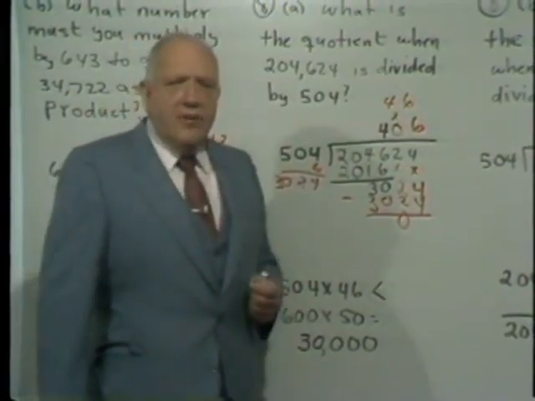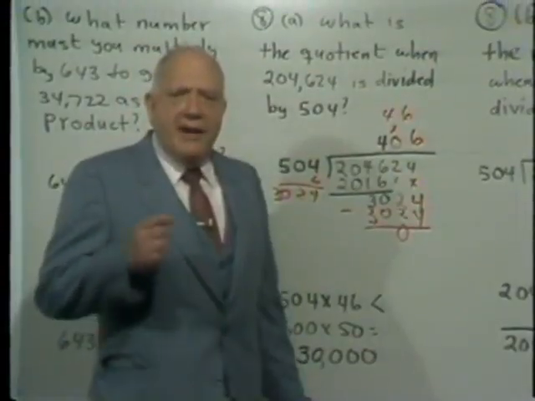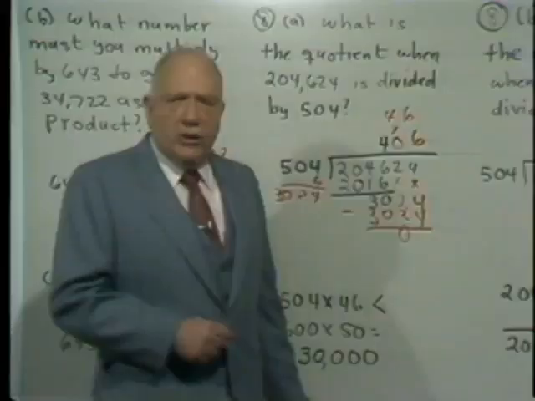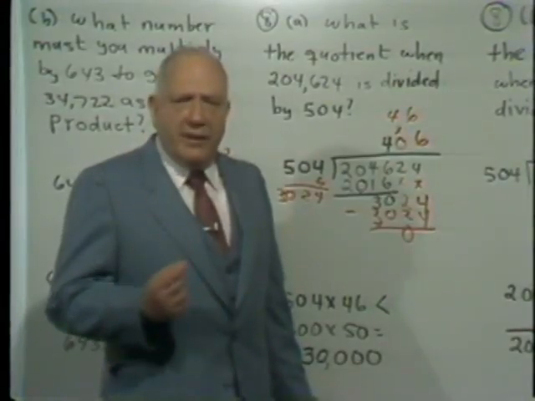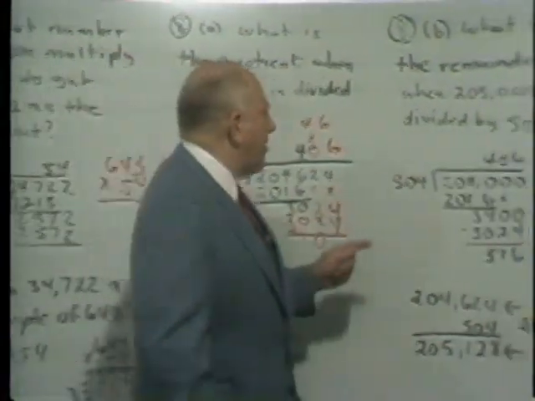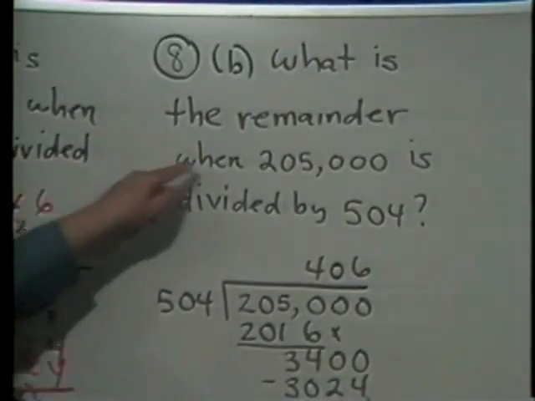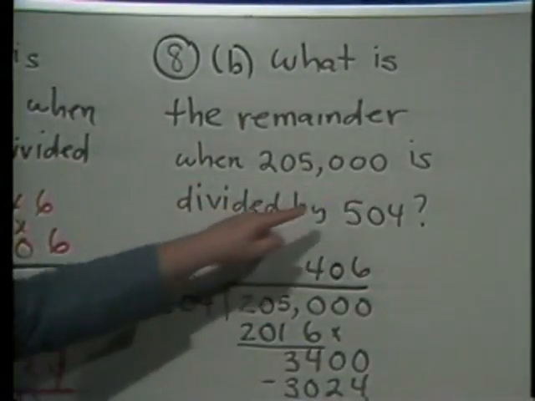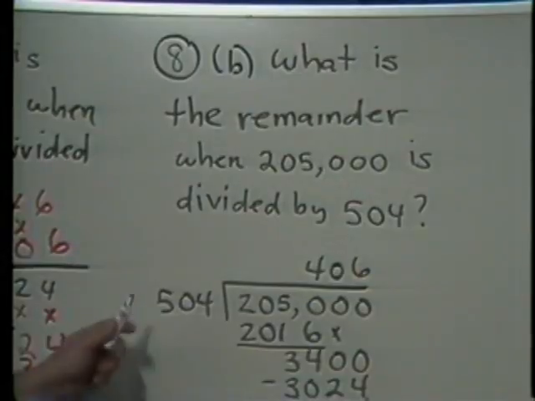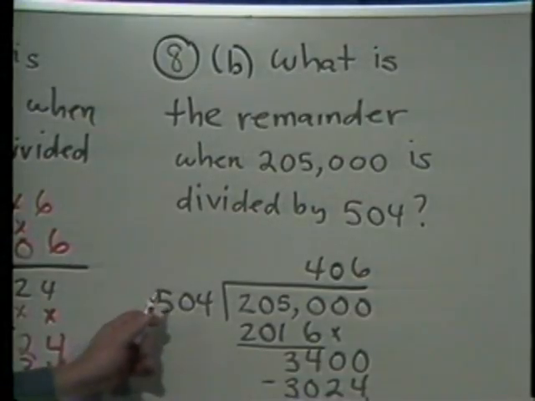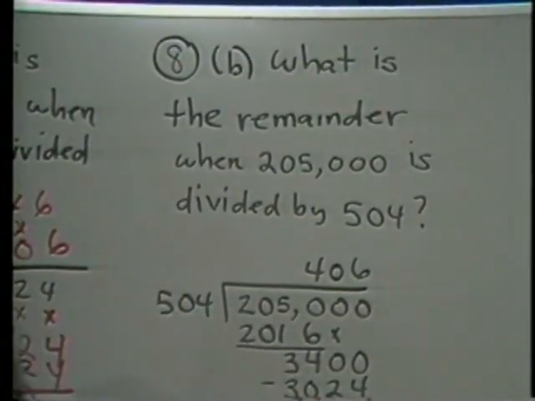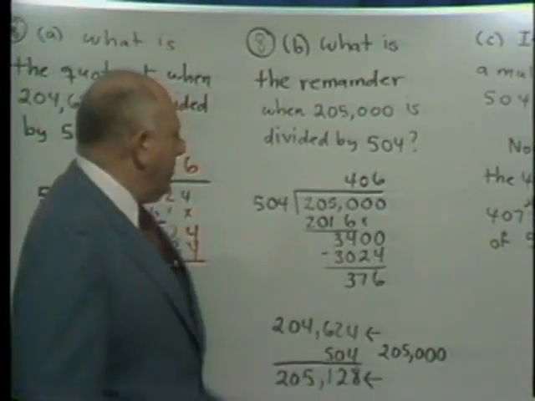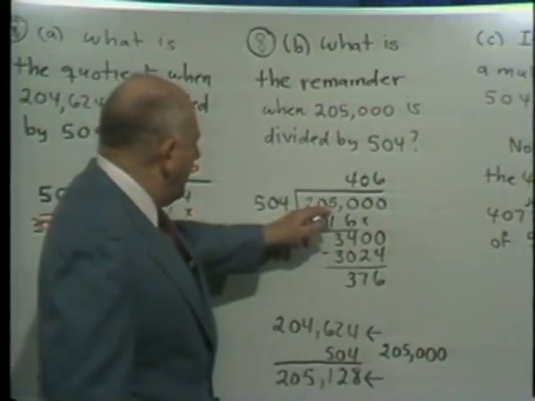Now I want to illustrate to you that sometimes a given number won't be a multiple of another number, and when that happens, there will be what we call a remainder. And that's what problem 8b asks us. It says, what is the remainder when 205,000 is divided by 504? This is the same type of problem as part A, only now the 504 is going to be divided into 205,000.